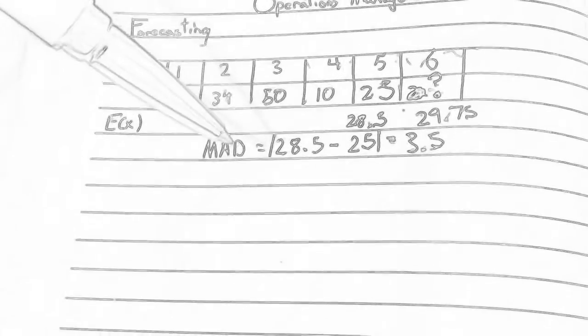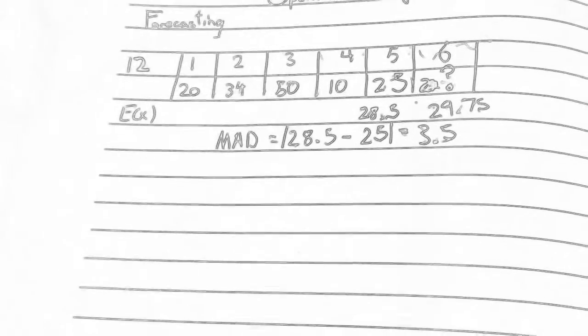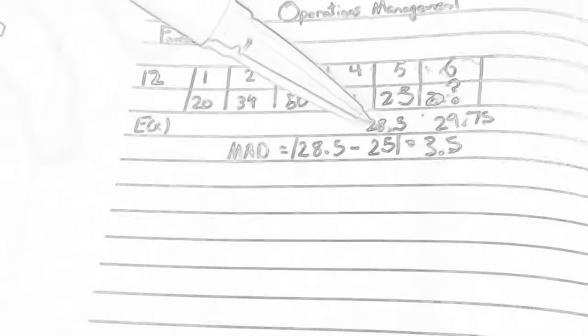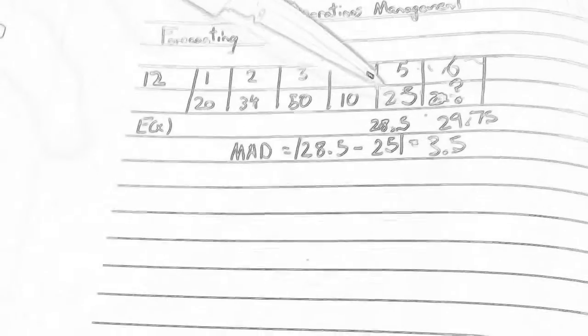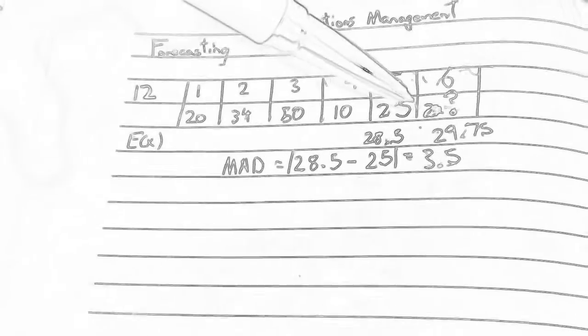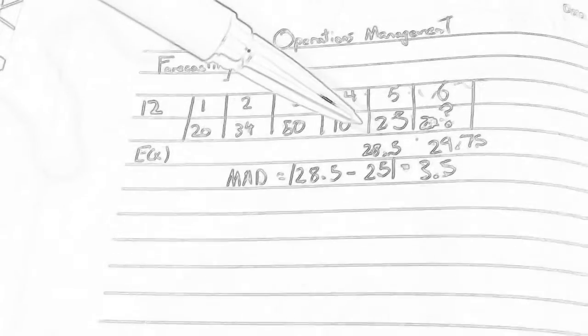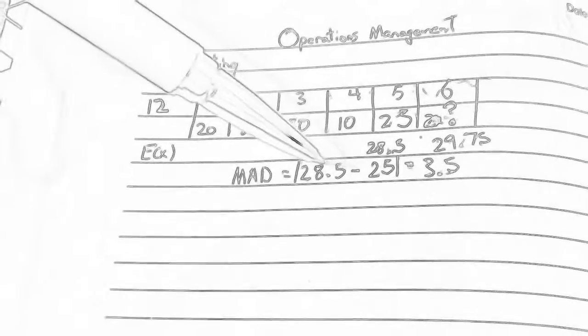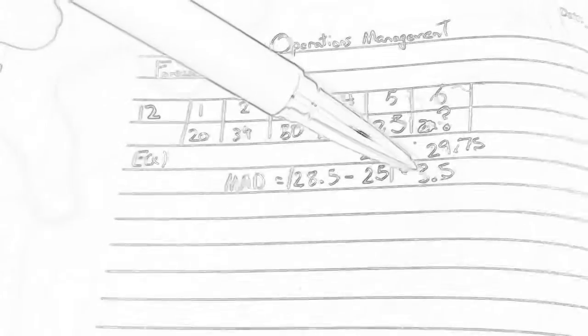To calculate the mean absolute deviation, we have to take the expected value for week 5 and subtract it by the actual value of week 5, since that shows us the actual deviation. We can only do it for week 5 since you need 4 weeks of data and we don't have the data for the actual results in week 6. Therefore, our mean absolute deviation is 28.5 minus 25. The absolute value of that equals 3.5.